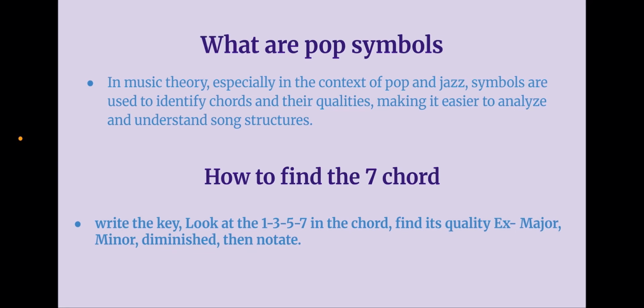How to find the 7th chord. You'll write the key. So for example, if it's just a C on the 1, you're going to know that you're in the key of C, basically. And then you'll look at the 1, 3, 5, 7. So just look at the chords, and if there is a flat or sharp and you know there shouldn't be, that's when you'll start looking to see what kind of quality this is. So the next thing is to find its quality, for example major, minor, diminished, and then you will notate it.